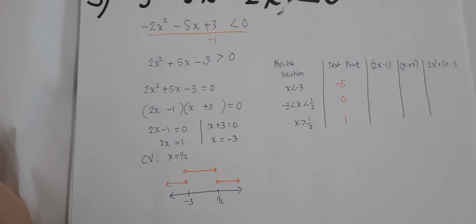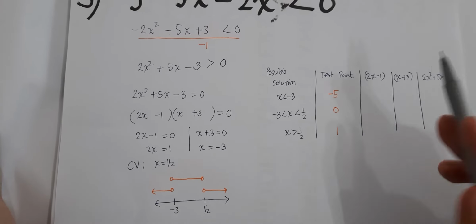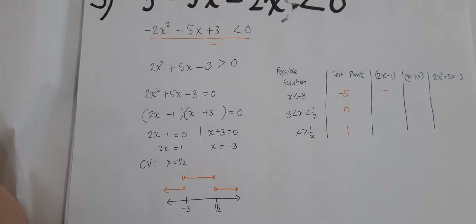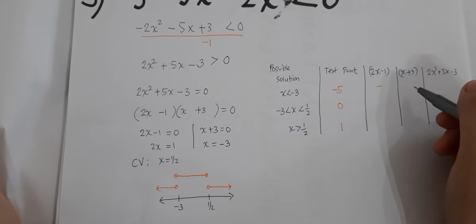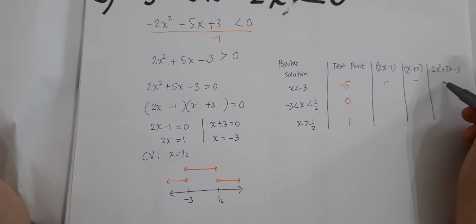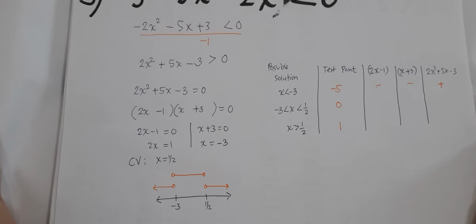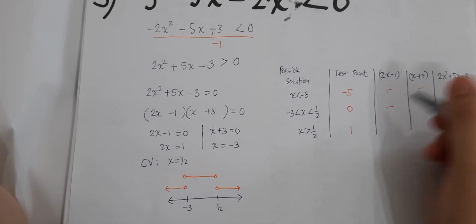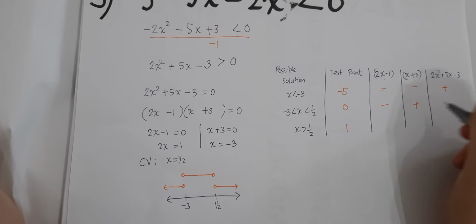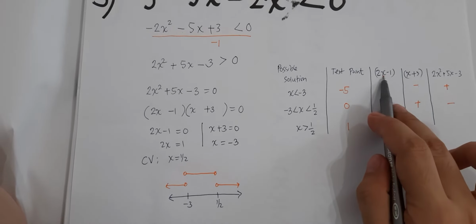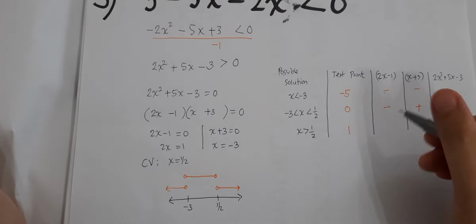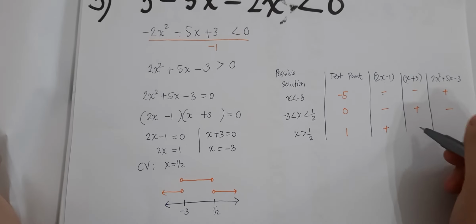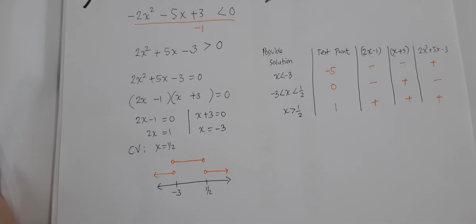So what are the signs? If it's -5, here -5, minus. Minus, minus will be plus. Or if it's 0, -1, 0 plus 3, so minus. If it's 1, plus, so the answer is plus.